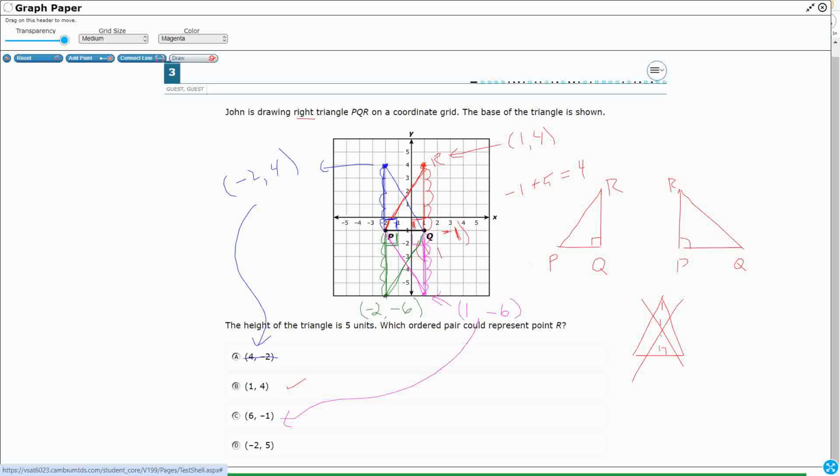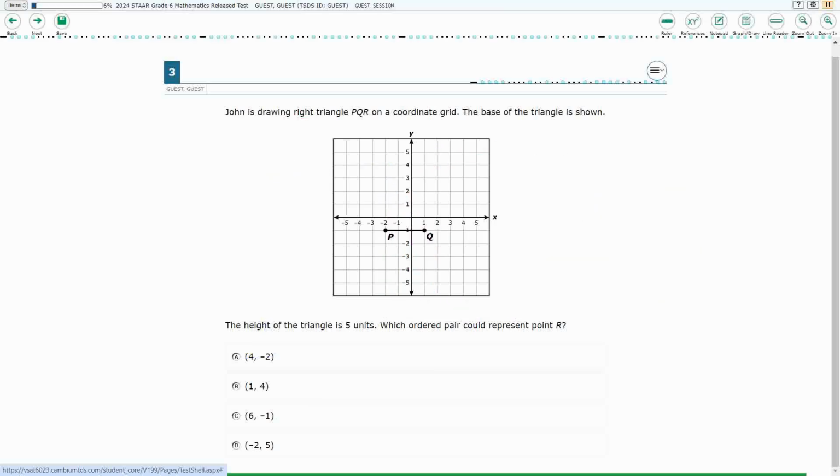But either way, our first guess was correct, and it is going to be PQR with that R up there. So my x and y value is going to be 1, 4.